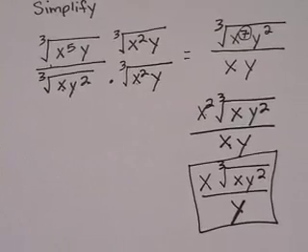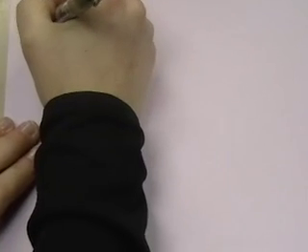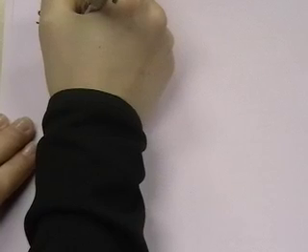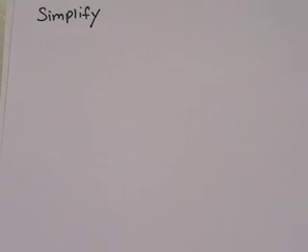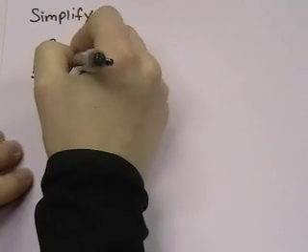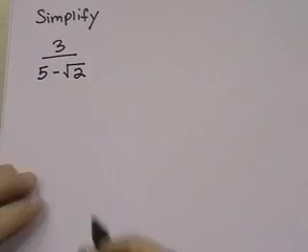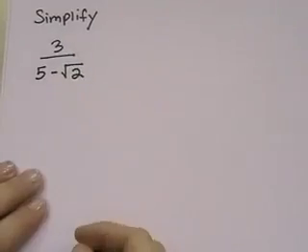Next one we're going to look at, again, my directions are going to be simplify. So we're going to simplify 3 over 5 minus radical 2. Again, I'm not in simplest form until all my radicals are out of the denominator.